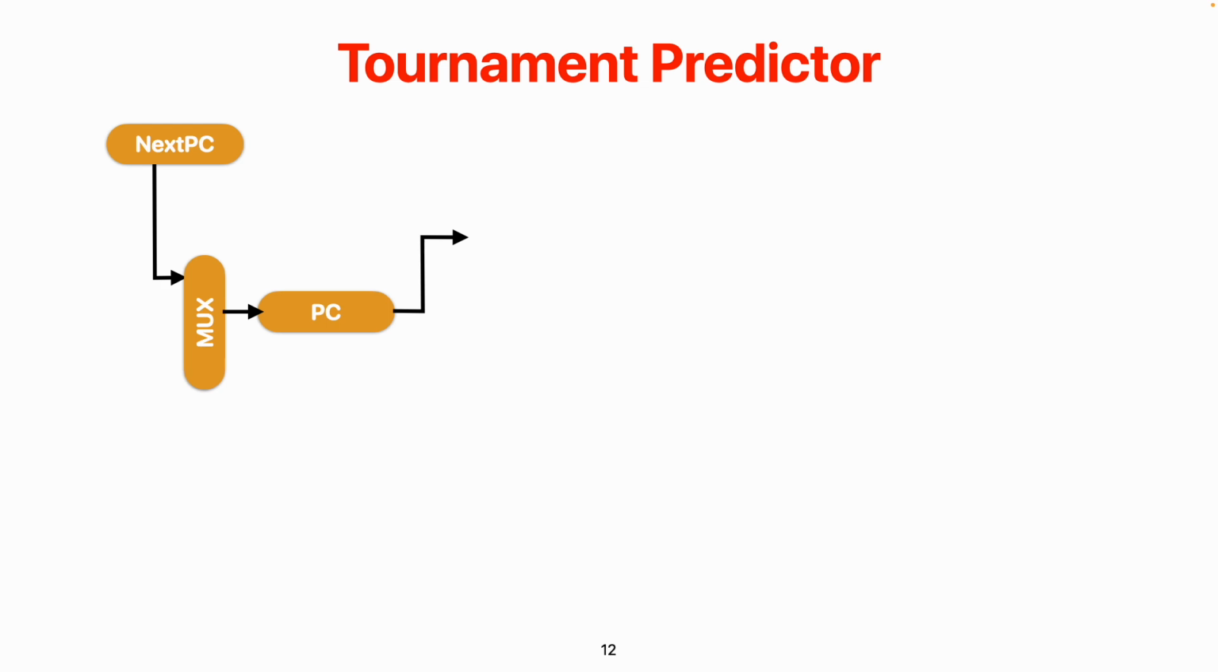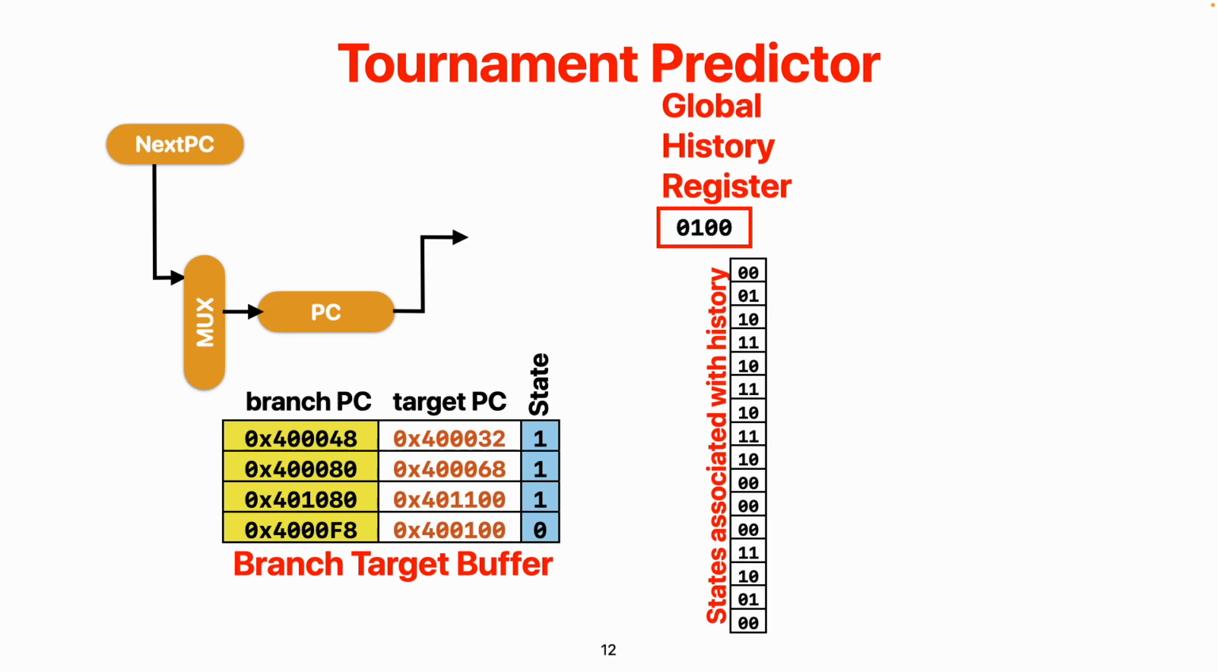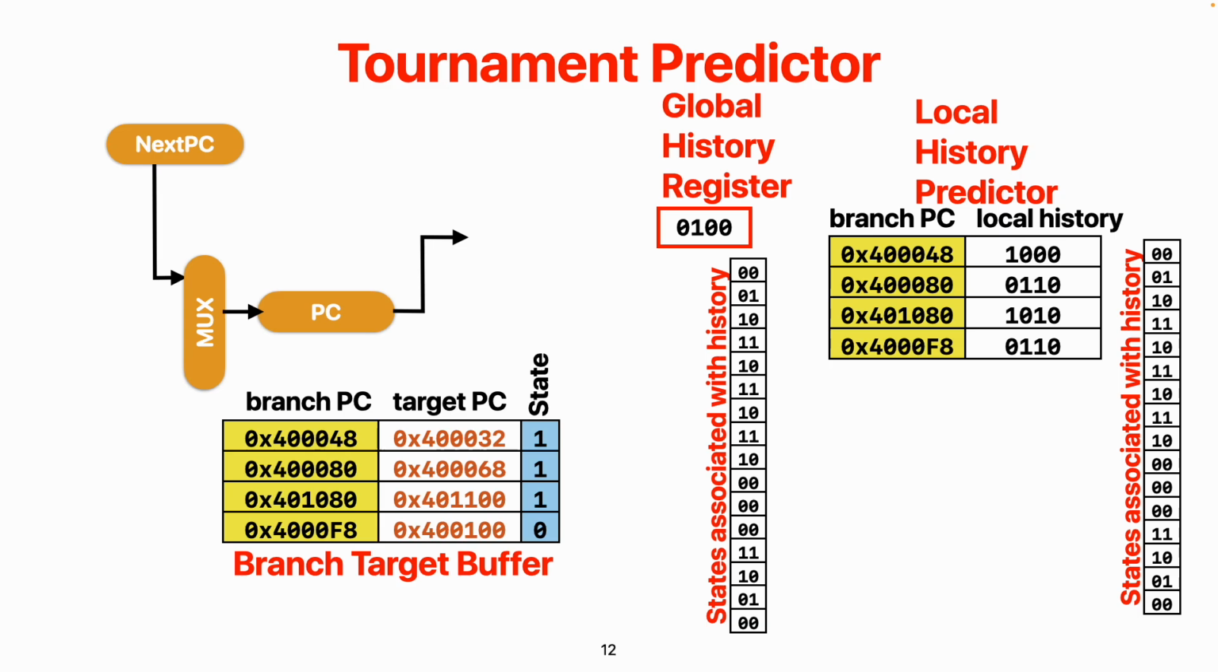The tournament predictor is interesting in that it combines a local predictor and a global predictor. And how it makes a prediction is that on top of the local and global predictors, we have a predictor.